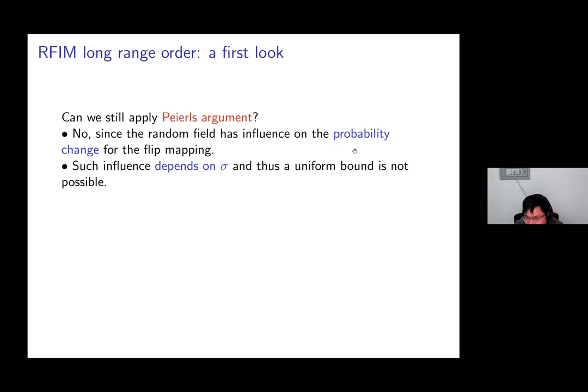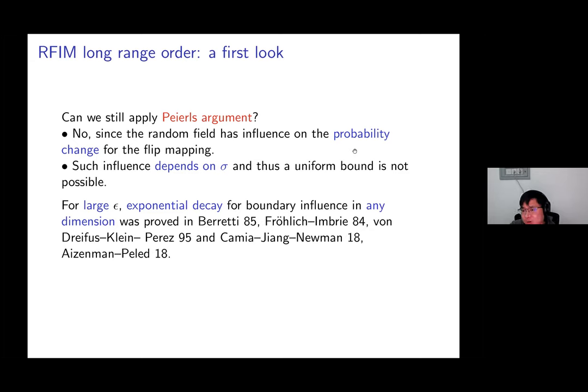If we follow the argument line by line, we see here is the place that has an issue. But there's even more fundamental reason why Peierls argument cannot just be applied as is, because the behavior can indeed be drastically different. For instance, if epsilon is large, that is when the disorder is strong, then in a series of works, it was shown that the boundary influence has exponential decay in any dimension. So this destroys the long range order.